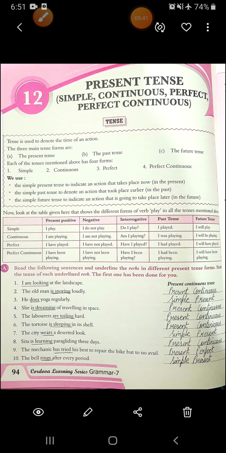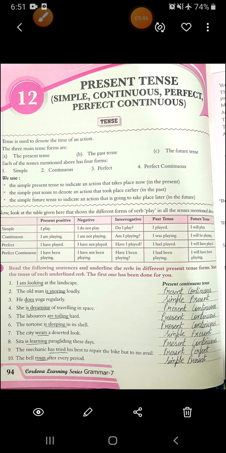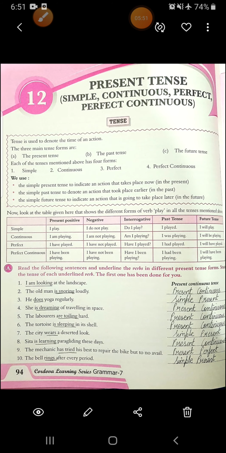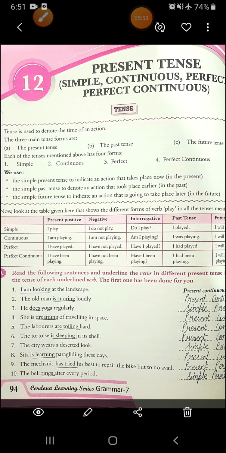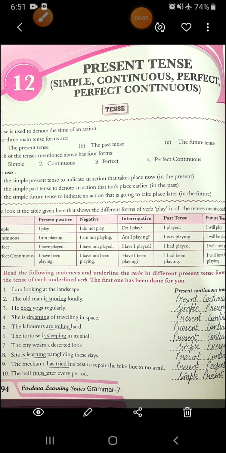Now see exercise A. What you have to do here, first of all you have to underline the verb, and then you have to mention what is the different form of present tense. Like the first one, if you see, I am looking at the landscape. So am looking, it is in present continuous form. You can see the ing form. Alright, so it is present continuous. Then see the second one, the old man is snoring loudly. What is the verb? Is snoring. And what is it? Again ing form. So it is present continuous.